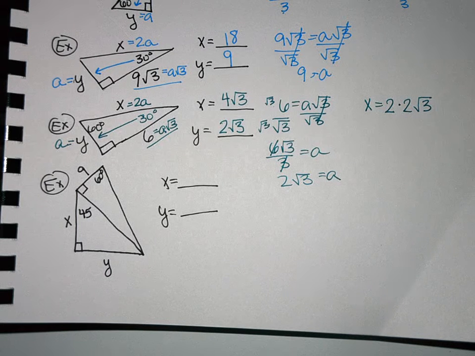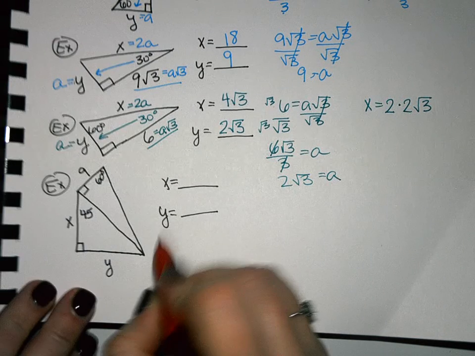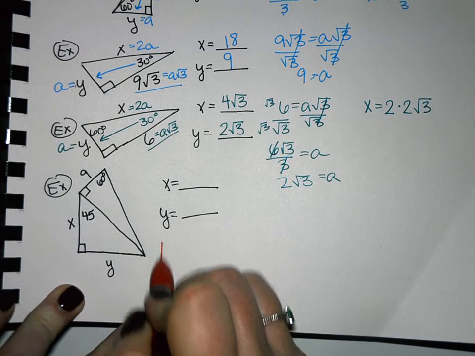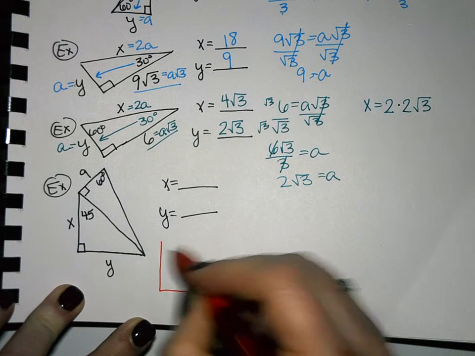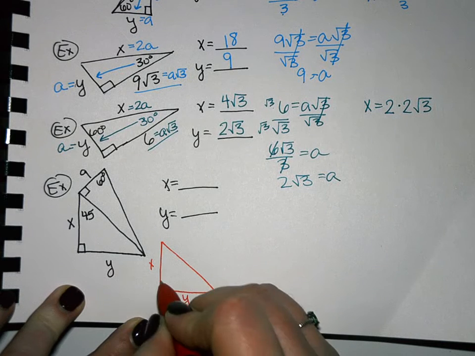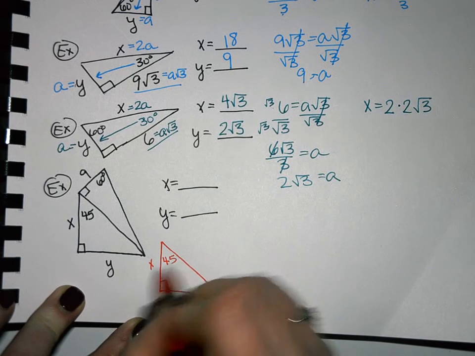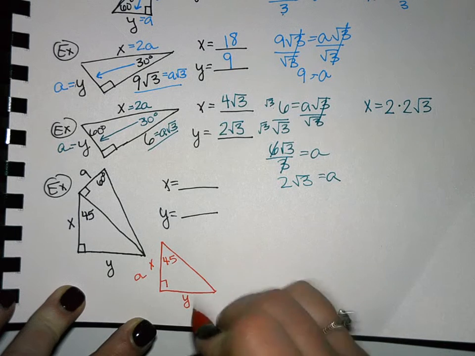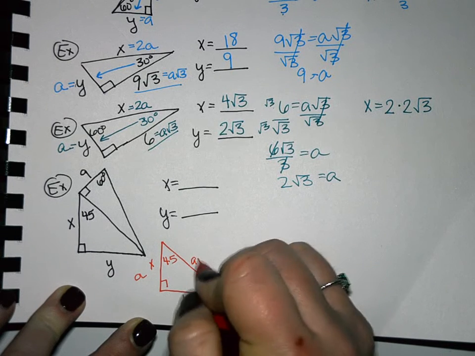Chase? For 45, 90, is it a root 2? It is a root 2. So for this one, what I'm going to do is I'm actually going to separate the triangles here. So I have my 45, 45, 90. So I have x, y. So when I put the pattern on, I have a root 2.